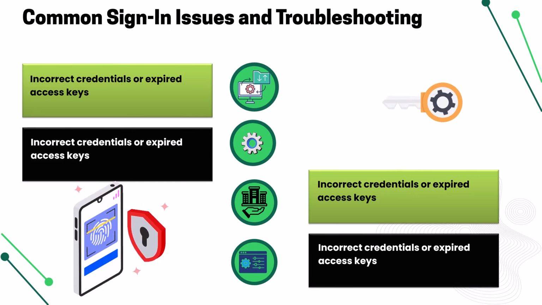Sign-in issues, the unavoidable bump in the road. If you're locked out, expired access keys might be the culprit. IAM permissions can sometimes play gatekeeper, so check those policies. Network failures. Maybe your Wi-Fi decided to take a break. And of course, MFA issues, because forgetting your second factor is the modern-day version of misplacing your house keys.